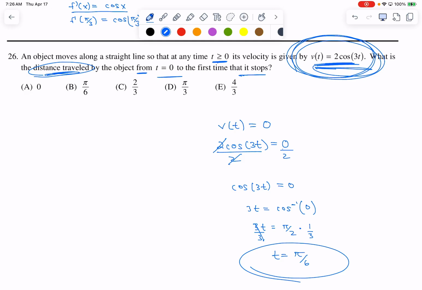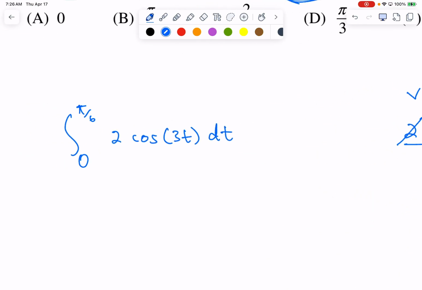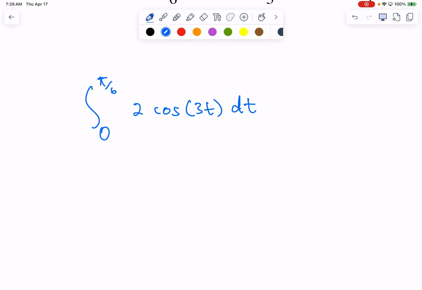Now, they want the distance traveled. It'd be so easy to want to go with answer B, but that's not the answer. They want to know the distance traveled from 0 to the first time it stops. So if we want distance traveled, we have to integrate velocity to get back to displacement, or position. So you're going to take the integral from 0 to pi over 6 of 2 cosine 3t dt. I can definitely do integration by substitution on this one. Some of you could guess and check this one, though.